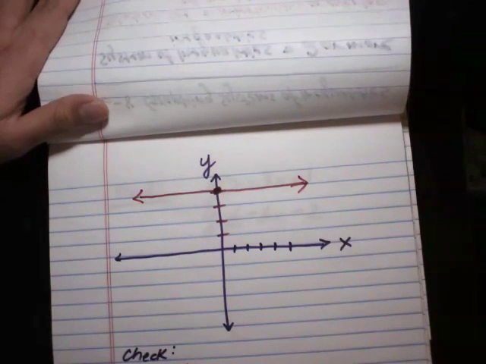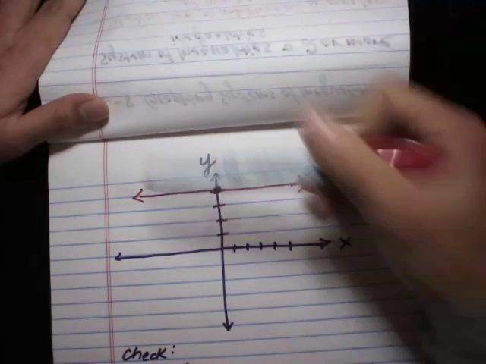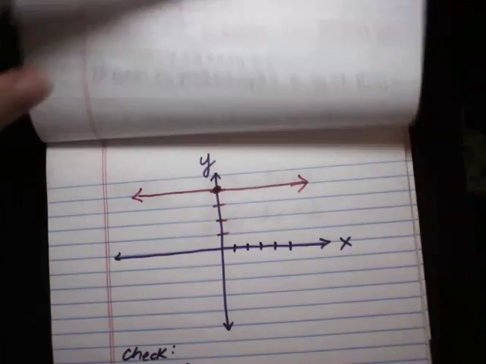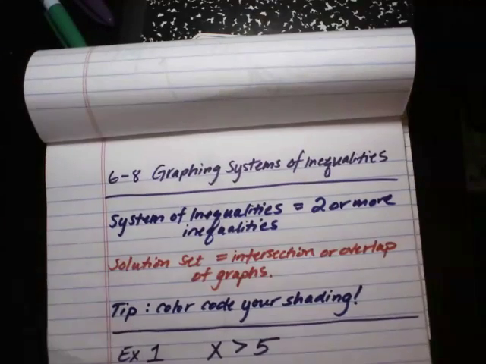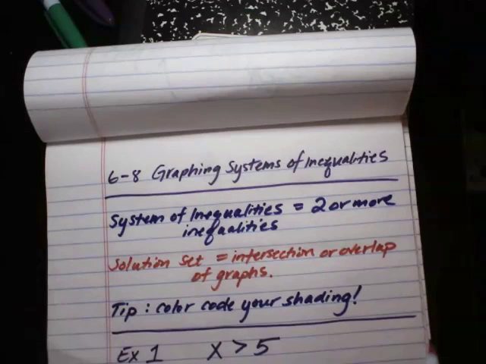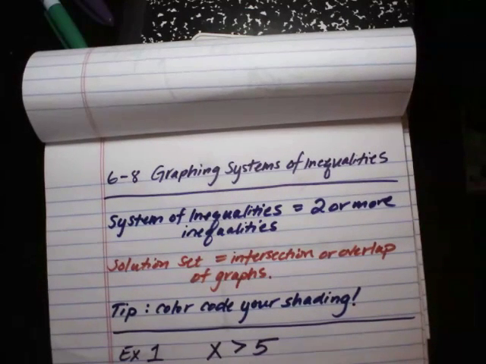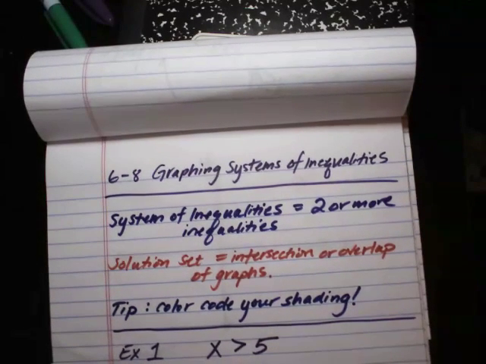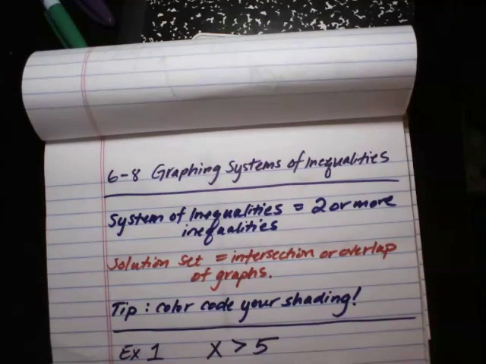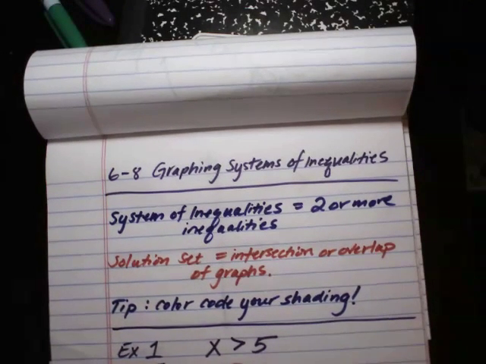So let's test some points to see which half plane we should shade. Should we shade the bottom or should we shade the top? Let's test some points. My favorite point to test, 0, 0. Let's test the origin. If we replace x, y with 0, 0, we have 0 is less than or equal to 4. Is that true? Yes, that is certainly true.